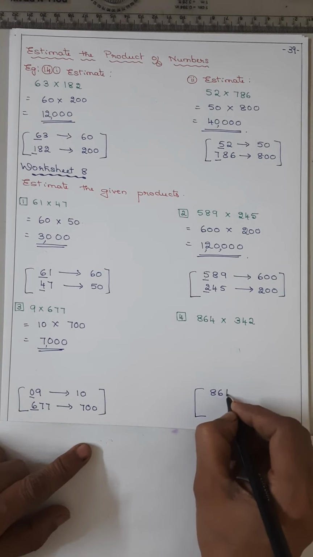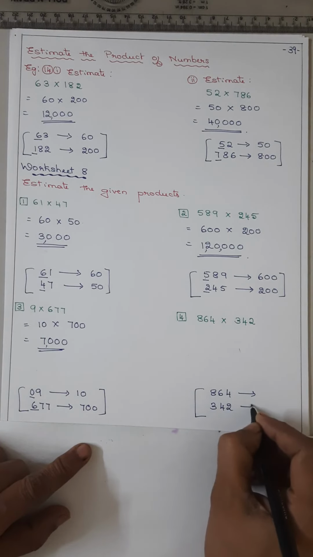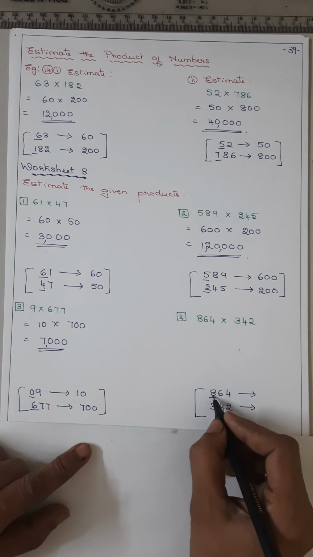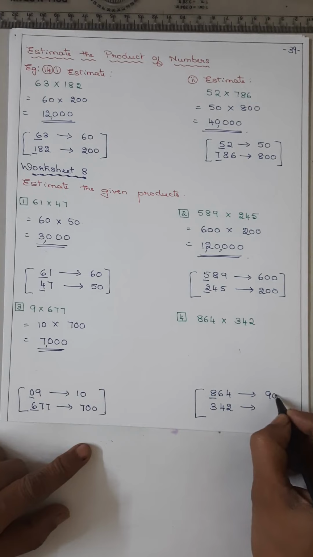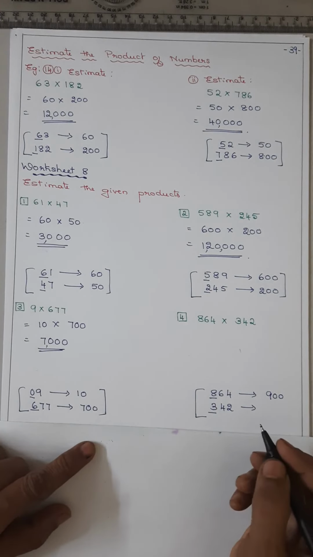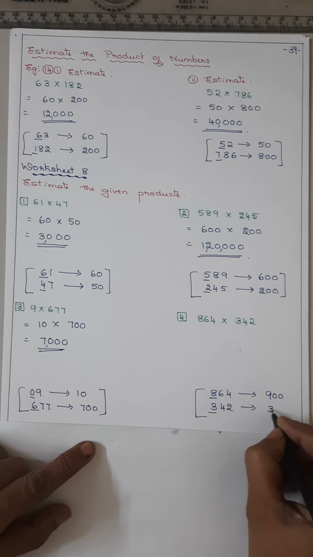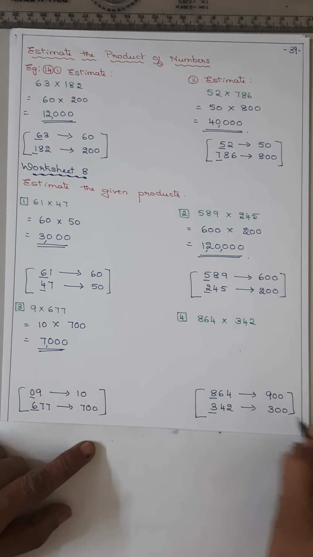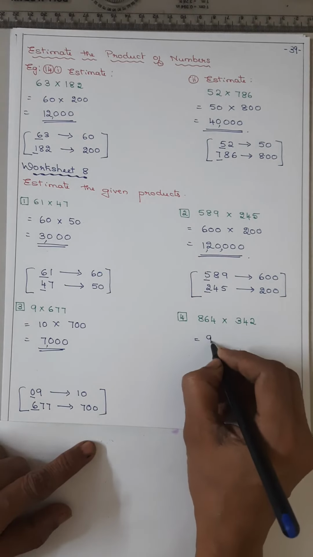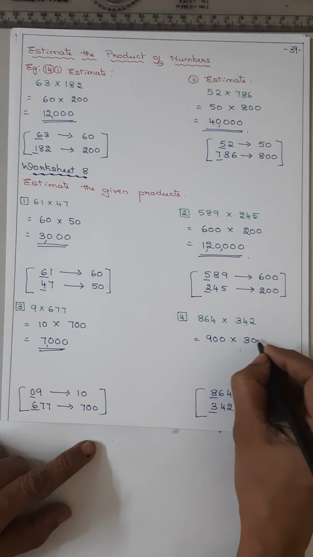8 6 4 and 3 4 2. Underline 8, राइट साइड में 6 है तो ये बनेगा 900. अगर अंडरलाइन 3, राइट साइड 4 है तो ये बनेगा 3 as it is, that is 300. Put the values. First number is 900, second number is 300.